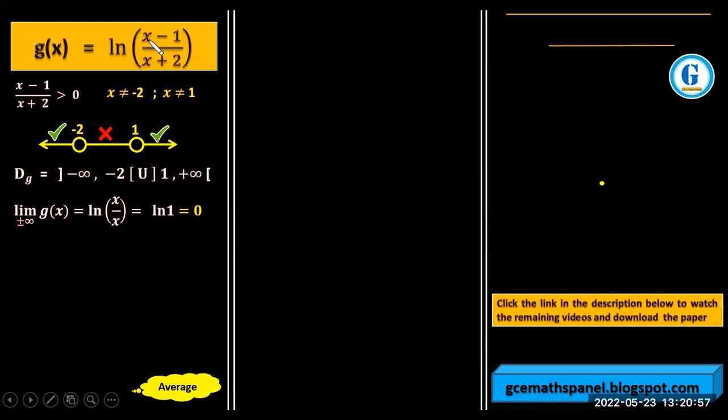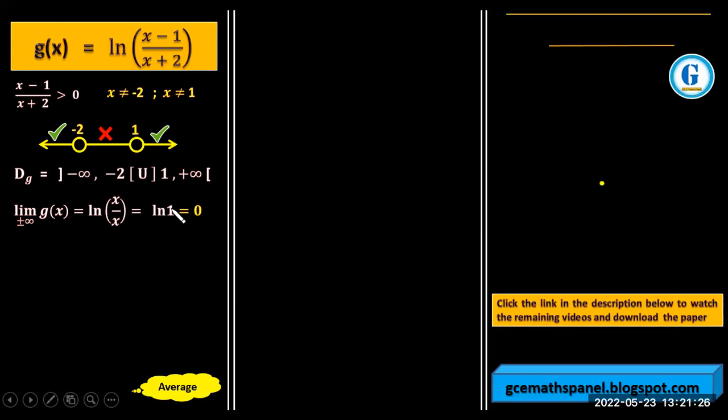What you have in the brackets, the degree of the numerator is equal to the degree of the denominator. That is, you have x to the power 1 as highest degree in the numerator, and x to the power 1 as highest degree in the denominator. So we can approximate this function to just taking the highest degree. So we can write it just as x over x. If it was 2x in the numerator, I'll write 2x over x. If I had a minus 3x in the denominator, I'll write x over minus 3x. So when we cancel out, we'll be left with ln 1.